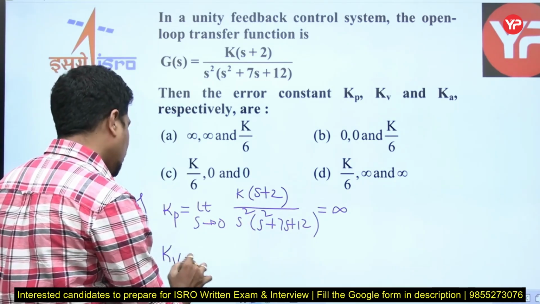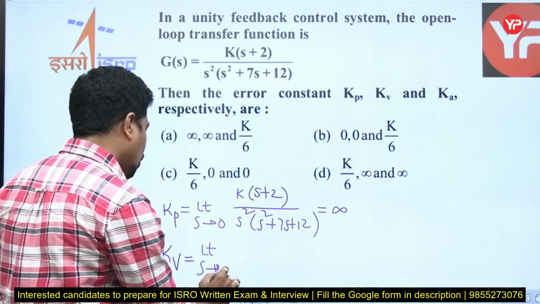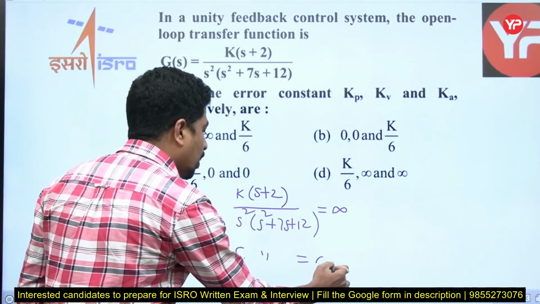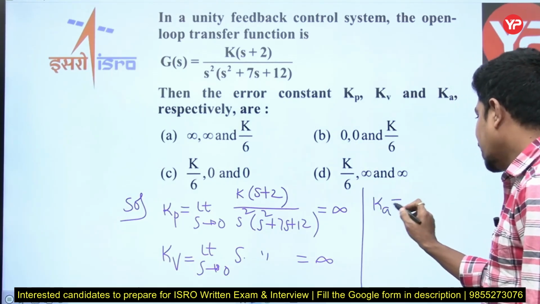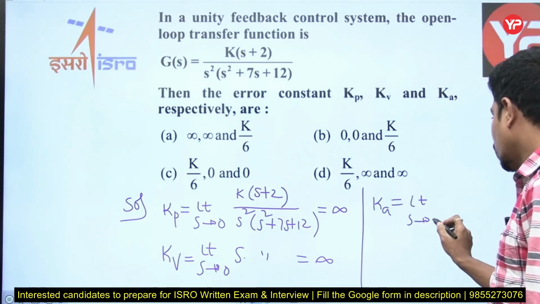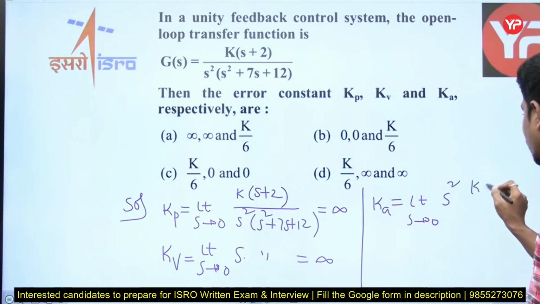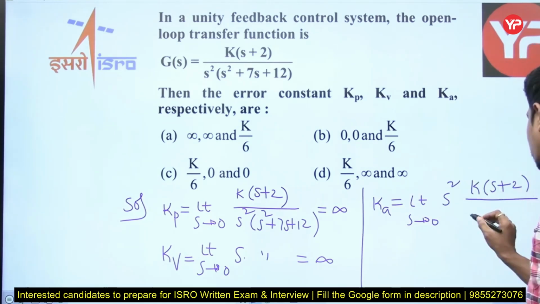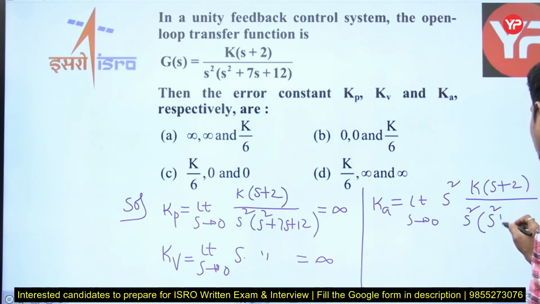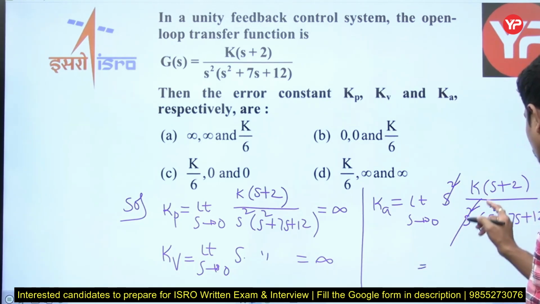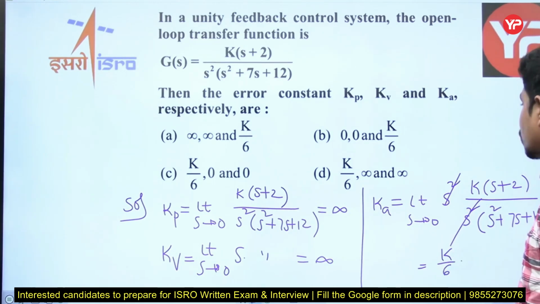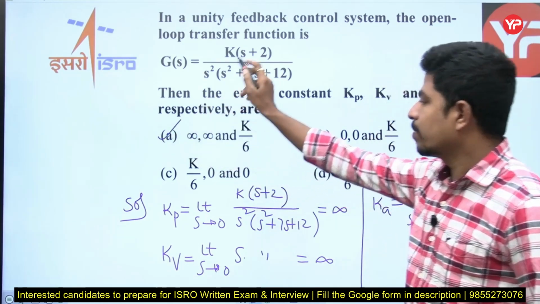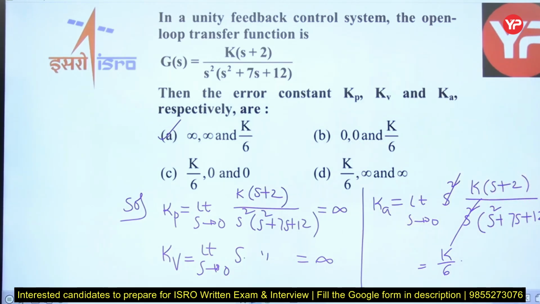Next, Kv is also limit s tends to 0, s into the same, then also you are going to get infinite. Ka is, yes, some finite value other than infinity. Ka is limit s tends to 0, s square into k into (s plus 2) divided by s square into (s square plus 7s plus 12). s square gone, limit s tends to 0, you are going to get 2k by 12, therefore it is k by 6. Answer is infinite, infinite and k by 6. Option is A, right? Next question, please.